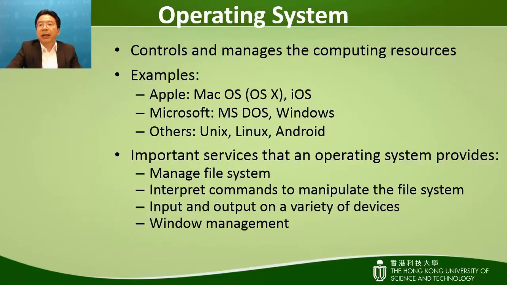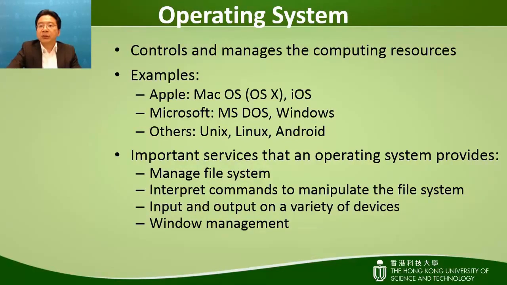Let's now take a look at operating systems, or OS. An operating system is basically the system software for controlling and managing computer resources, including the input and output devices, such as hard disks, your keyboard, monitor, and printers. Some of them could be shared by multiple users.